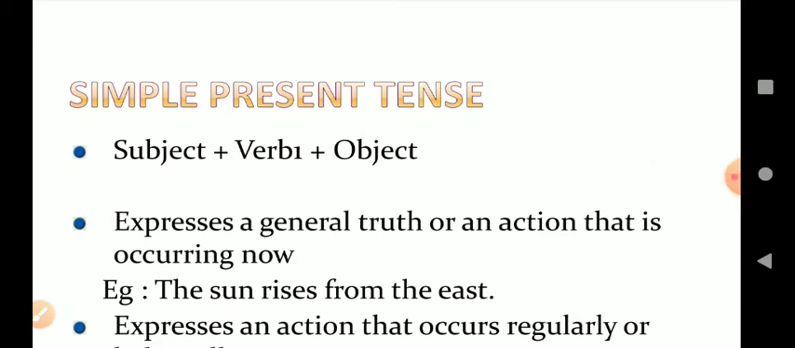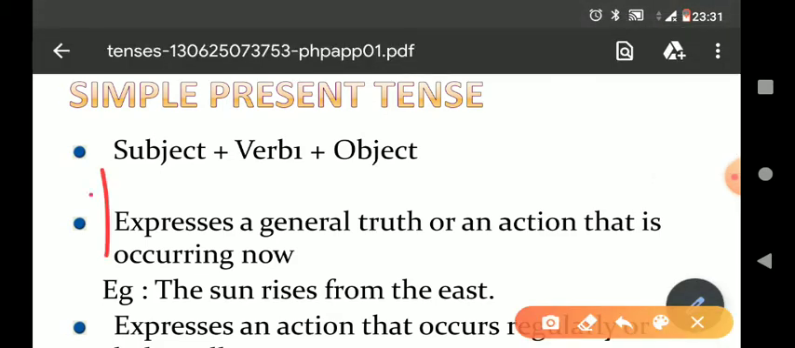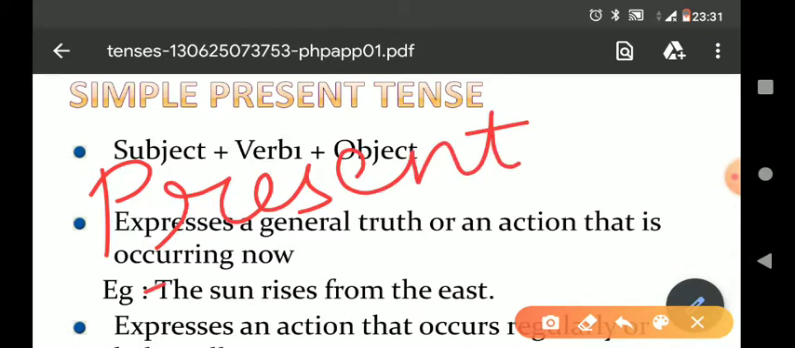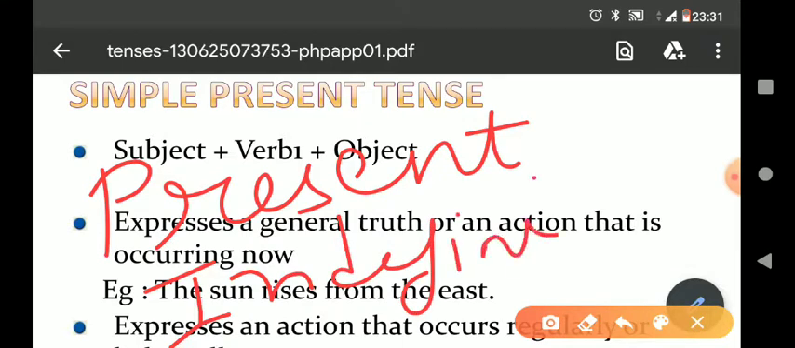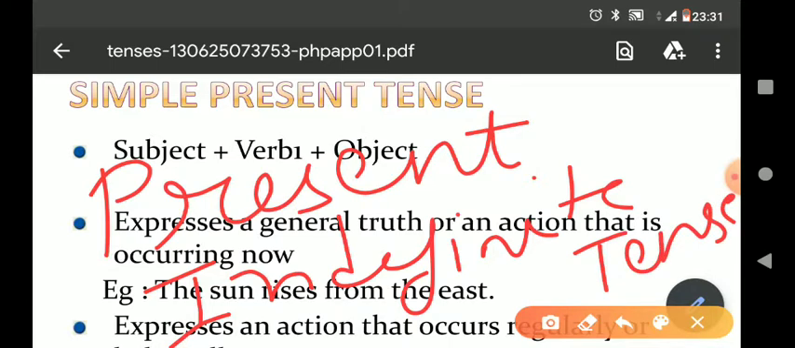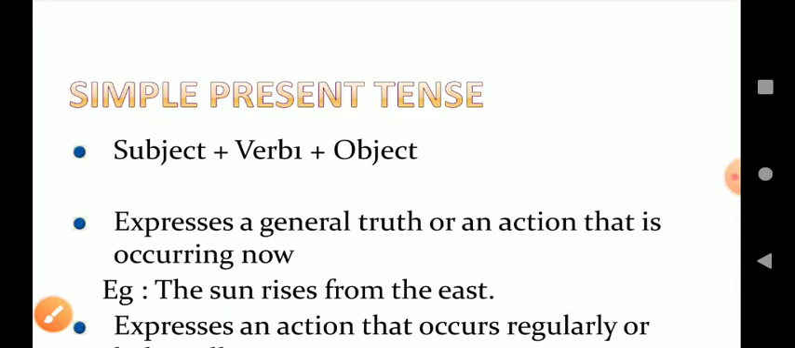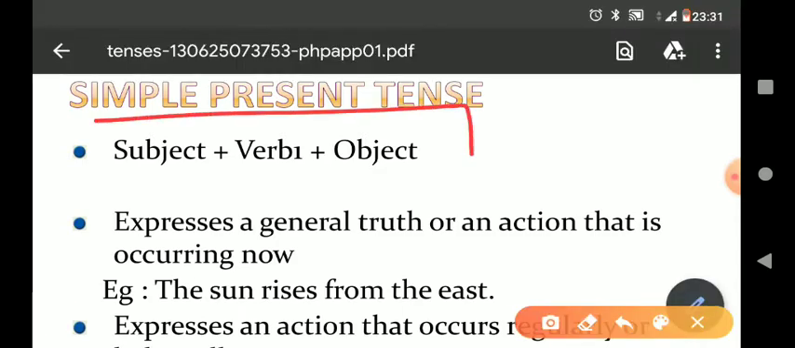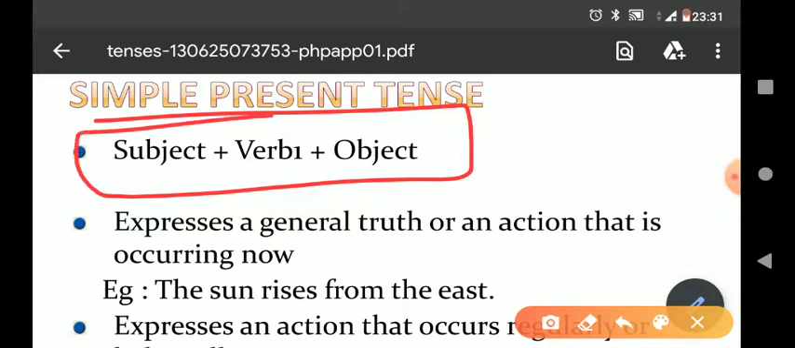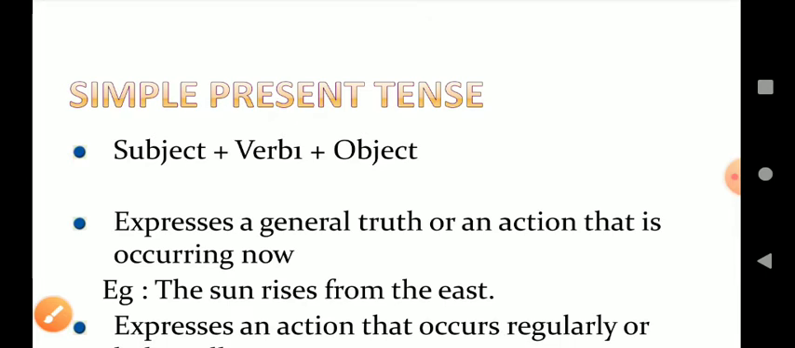Now first is simple present tense, which is also known as present indefinite tense, like we studied. Now this is the first part, simple present tense. First is the rule of simple present tense, that is subject plus v1 plus object. Now what is this verb 1, v1?